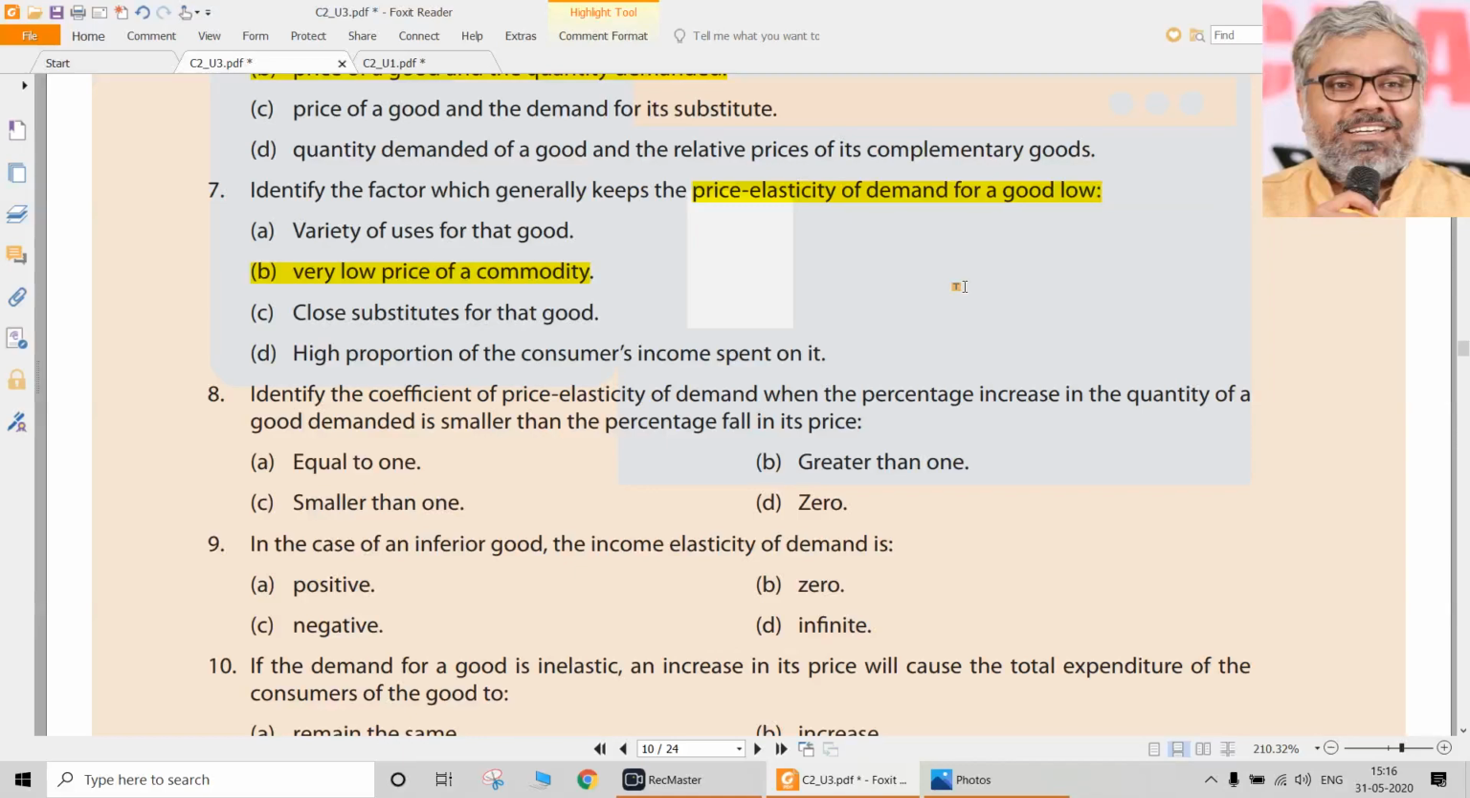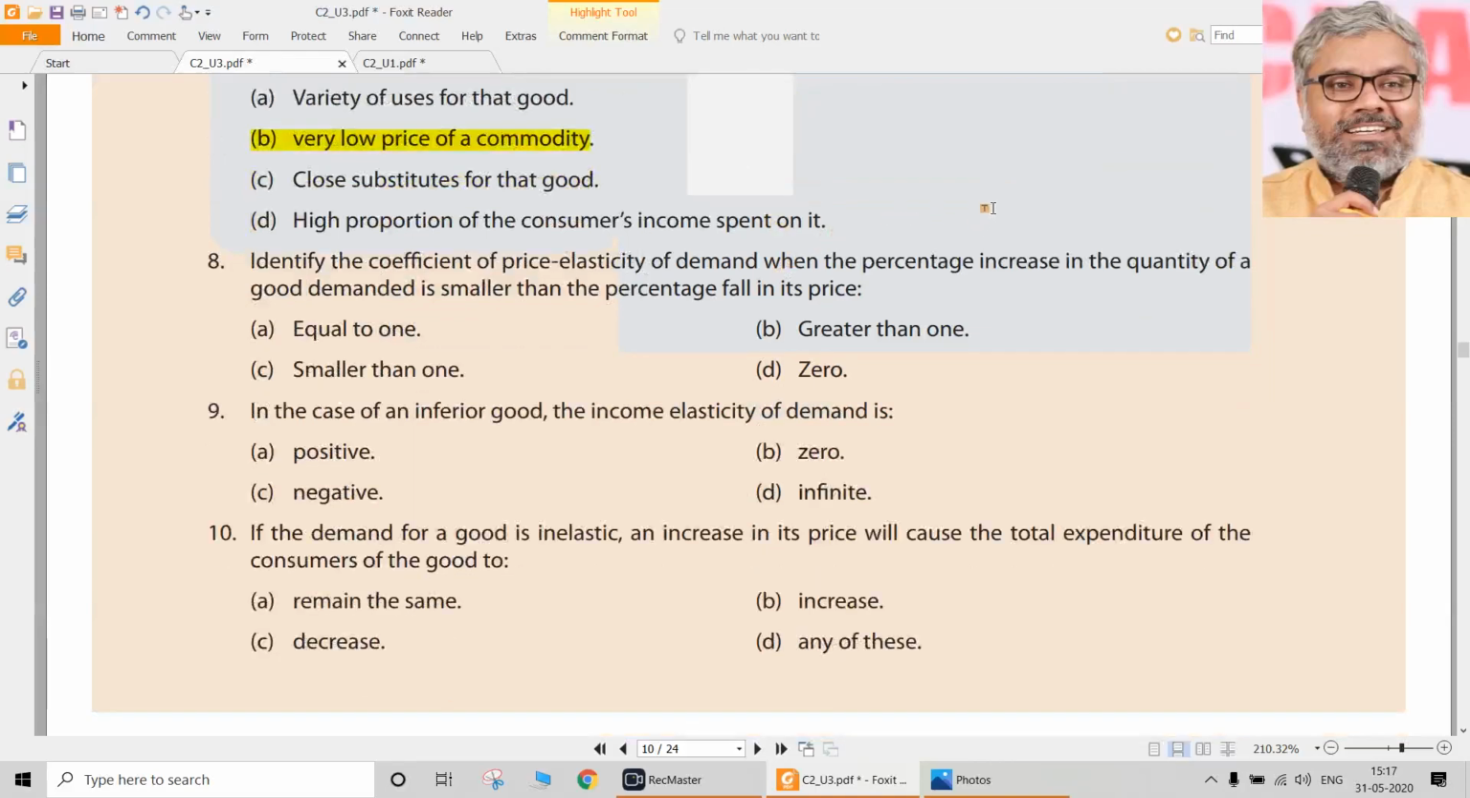Popularly, this is also called discretionary spending, where the customers will have the discretion to either spend or postpone. And naturally, if there is a price increase in such commodities, the consumers will postpone. So if a high proportion of the consumer's income is spent on that commodity, then it will have high price elasticity, not low price elasticity, which means once again it is not fitting the question. So the correct option for the 7th question is only B, Bombay.